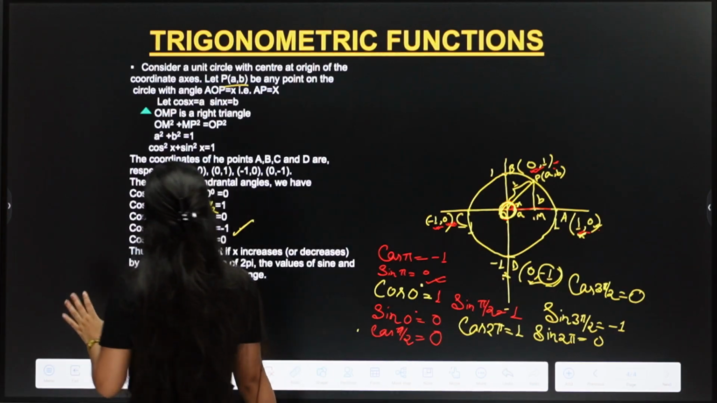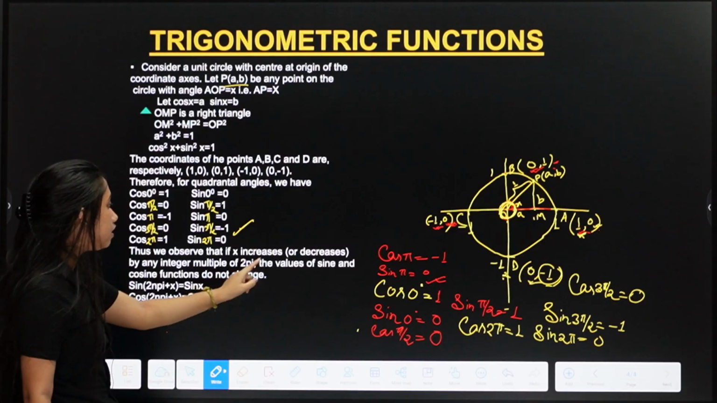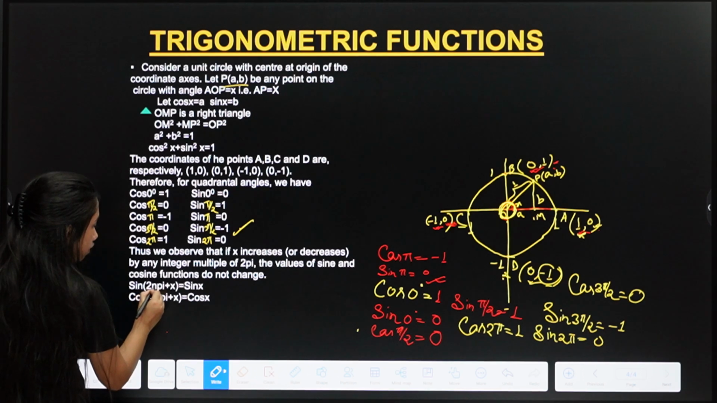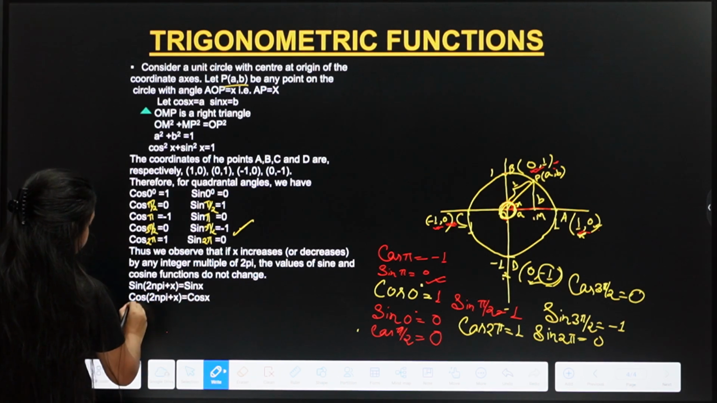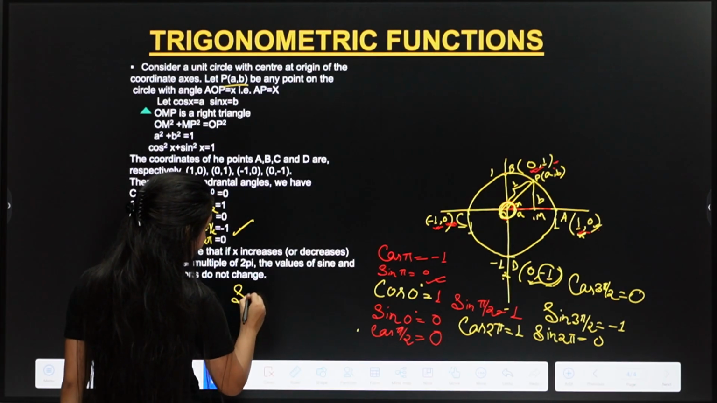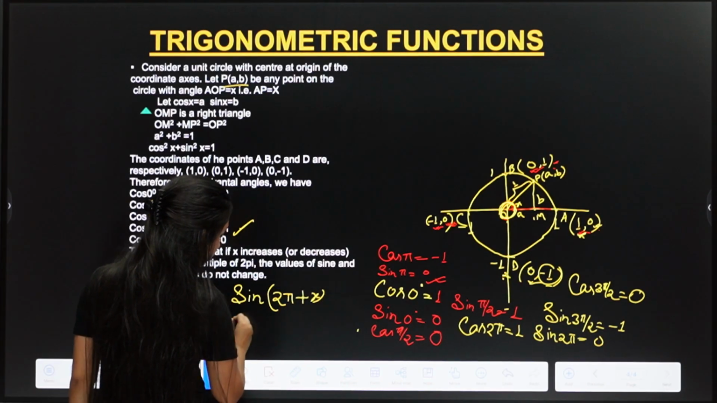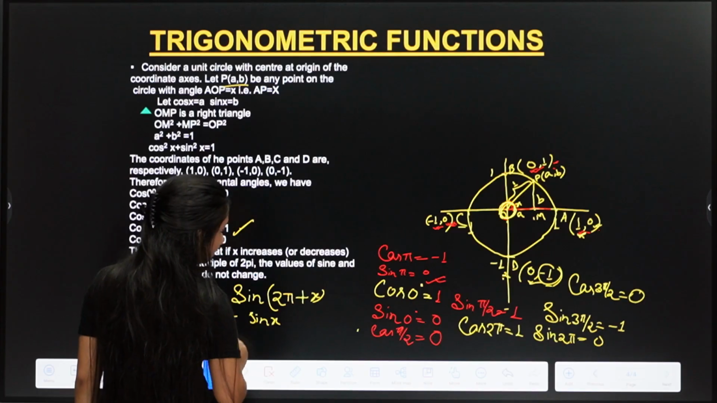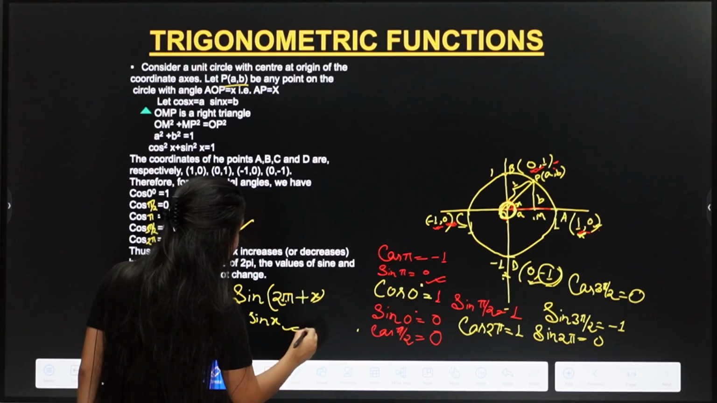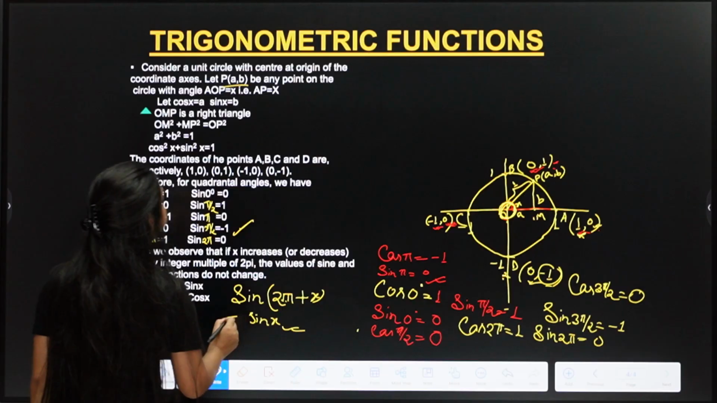Again, we can observe that if x increases or decreases by any integral multiple of 2 pi, the values of sine and cosine function do not change. Thus, sin of 2n pi plus x equals sin x and cos of 2n pi plus x equals cos x. For example, if we take sin of 2 pi plus x, then it will be sin x because here n is equal to 1. Similarly, cos of 2n pi plus x is equal to cos x.